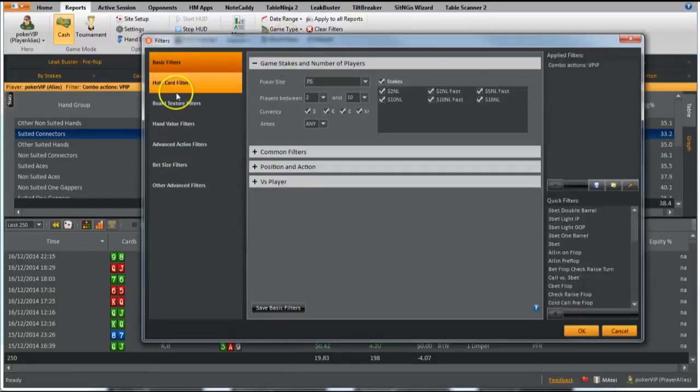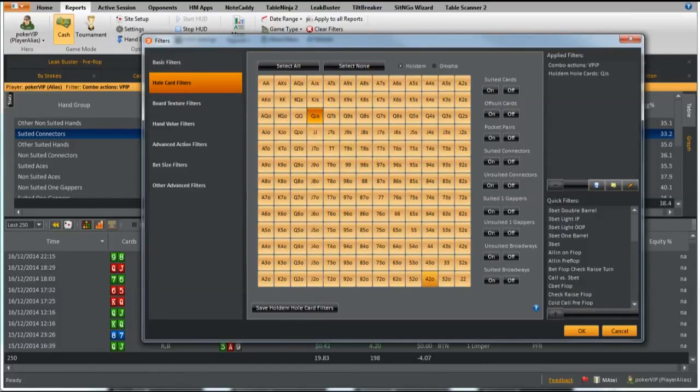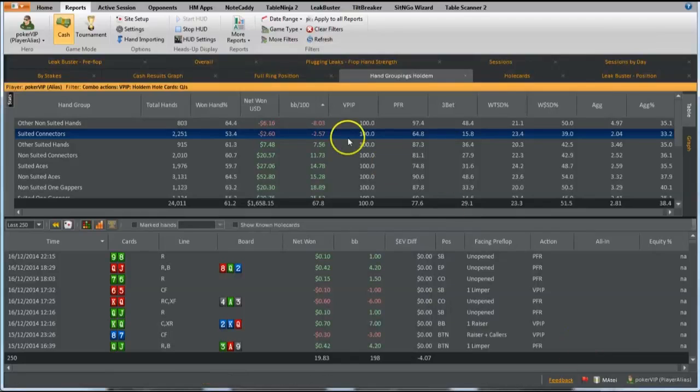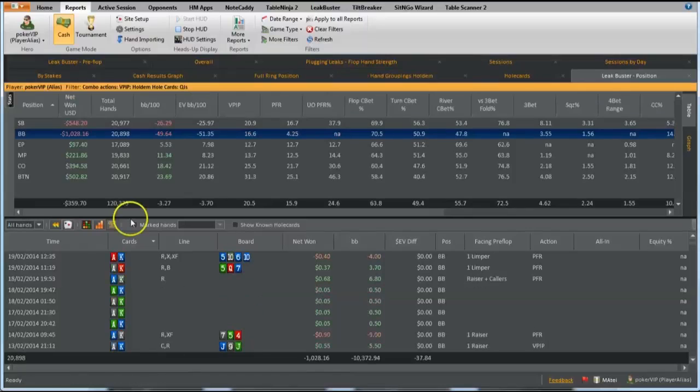Just to show you how this would work in practice, and obviously you probably wouldn't do it with one specific hand, you'd do it with a range of cards you think are causing you problems. But let's just do Queen Jack suited as an example for how you can expand your search. You can use this option here, apply to reports. Then you can go to the position tab, and you might find stuff like this hand is not making money in early position when Hero open raises, or something.